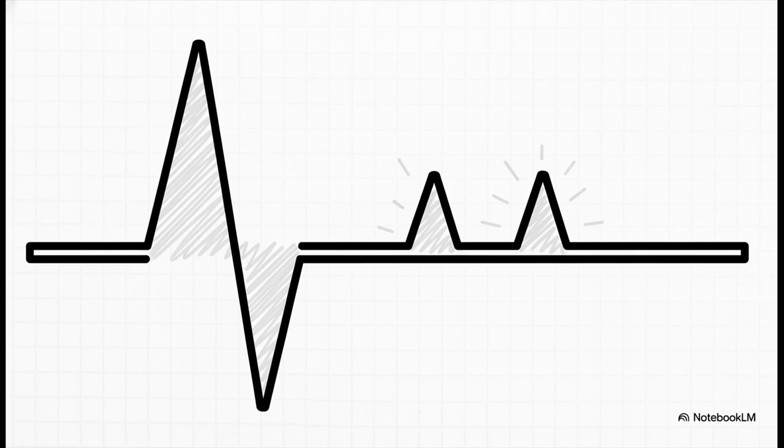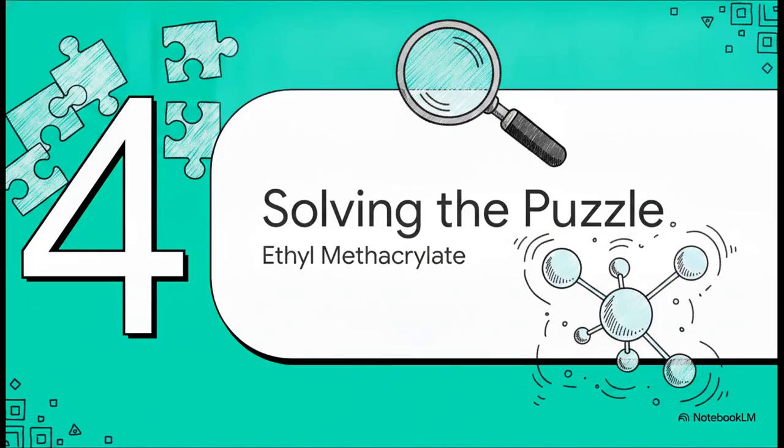And any positive peaks, the ones pointing up, represent exclusively the direct 3D spatial neighbors of our target, the ones that caught that energy boost. If a proton wasn't inside that magic 4 angstrom bubble, it simply subtracts out to a flat 0. It's so clean! All right, Section 4, solving the puzzle.